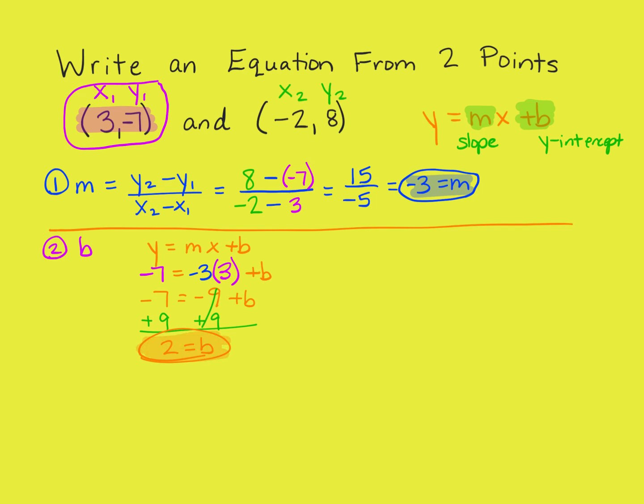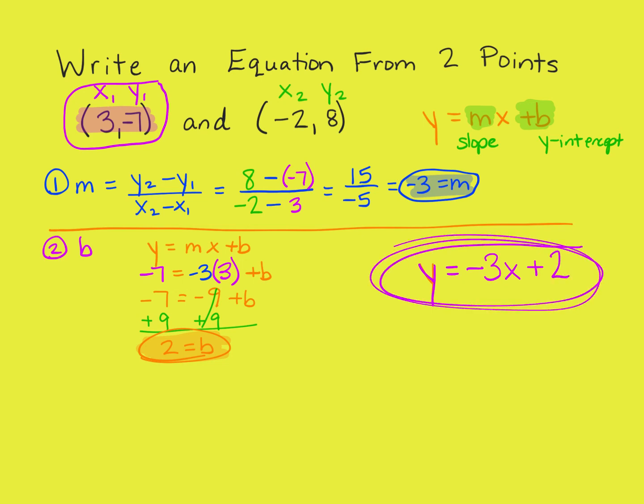My very last step is just to write my equation. So I'm going to write it in y equal mx plus b. So y equal m, which we found earlier was negative 3, x plus b, which is 2. And I've written an equation from 2 points.